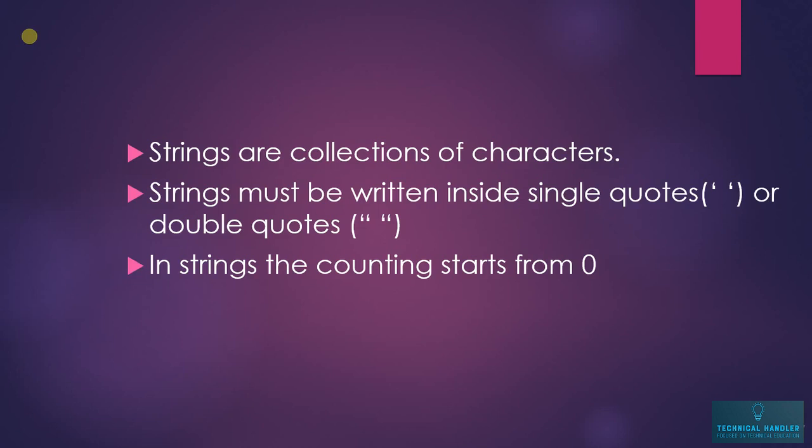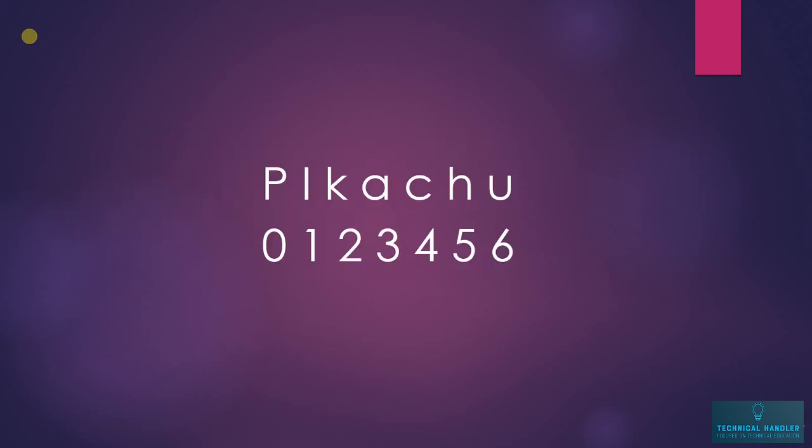Now another important thing to remember is that whenever we count the number of characters of a string, the counting starts from 0. Whenever we are dealing with computer stuff, we always count from 0. Not from 1, but from 0. So suppose we have a string Pikachu, which is my favorite Pokemon. The counting always starts from 0. Whatever string it is, the counting is going to start from 0.